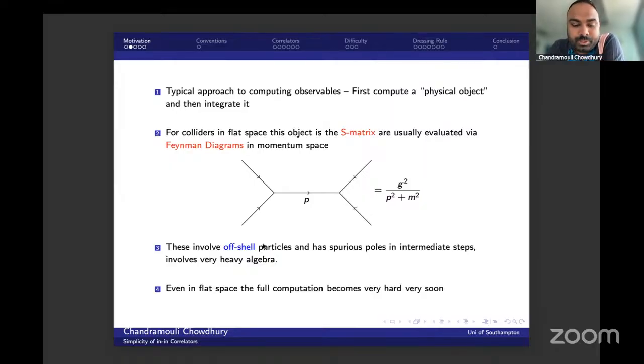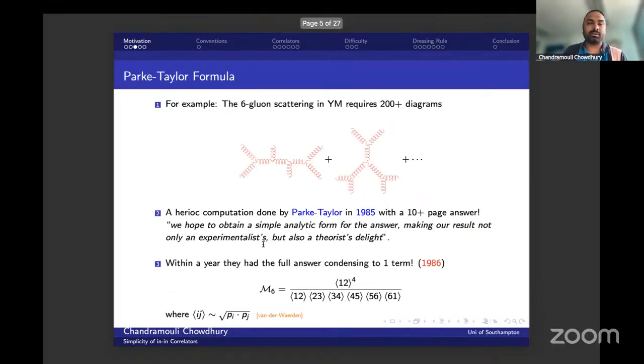Now, this kind of a computation, even in flat space, starts becoming very difficult very soon. It's not something you might usually encounter in a quantum field theory course. But let's say you are taking a QFT2 course and you're asked to compute a 6-gluon scattering in something like Yang-Mills theory, you would have to add many diagrams. In fact, you would have to add diagrams which can look very complicated, for example, things like this.